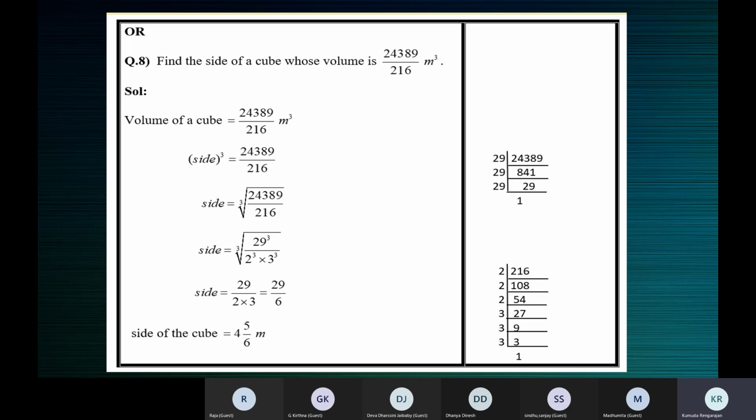If it's 512? 8, because 8 into 8 is 16. Oh, sorry, sorry. 8 into 8 is 64, and 64 into 8 is 512.